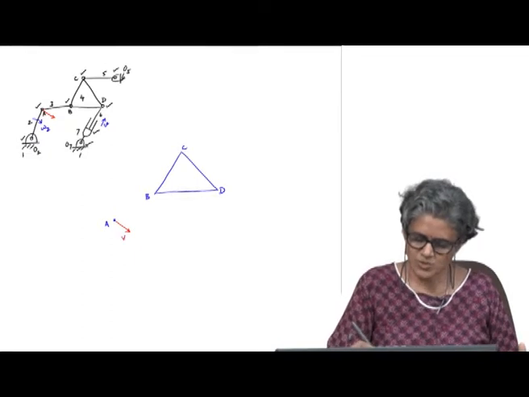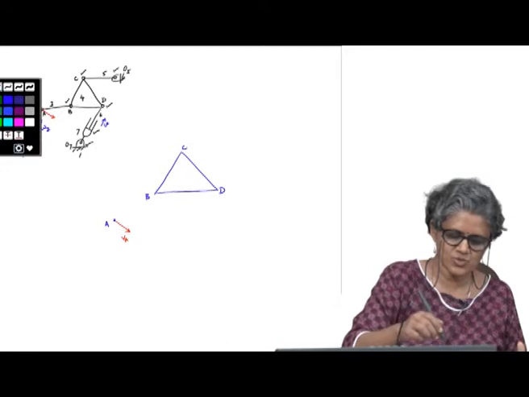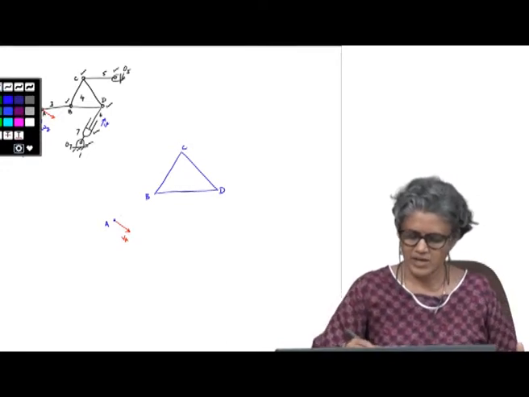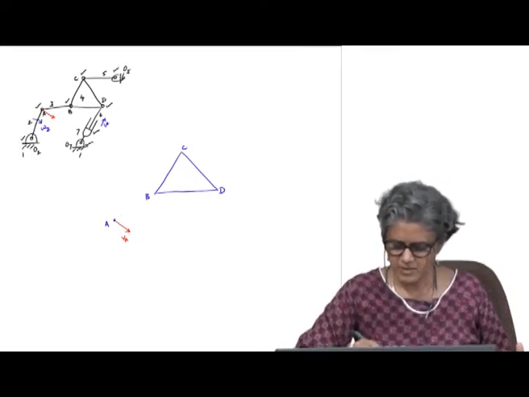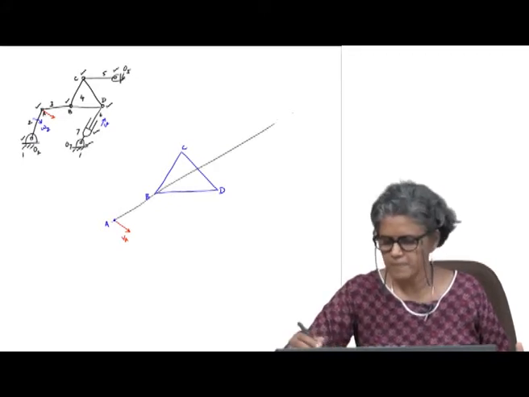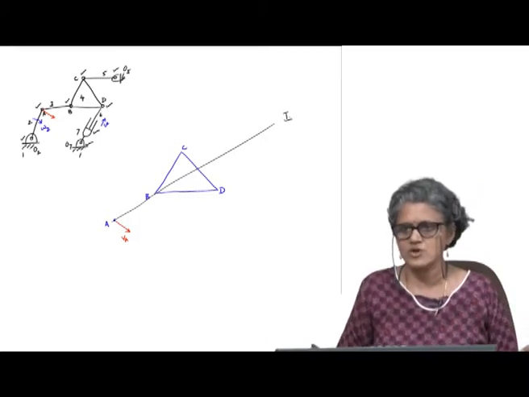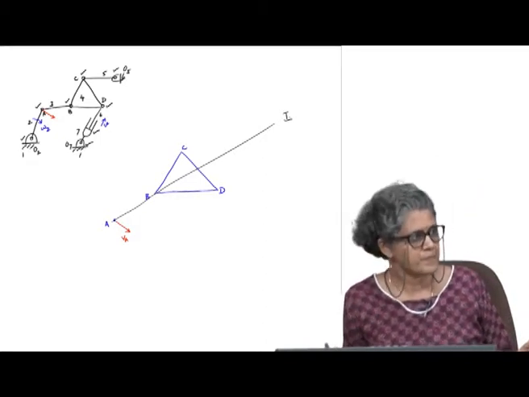So, this is known completely and B is a motion transfer point. So, I can take an auxiliary line from A through B, take that as my first auxiliary line.